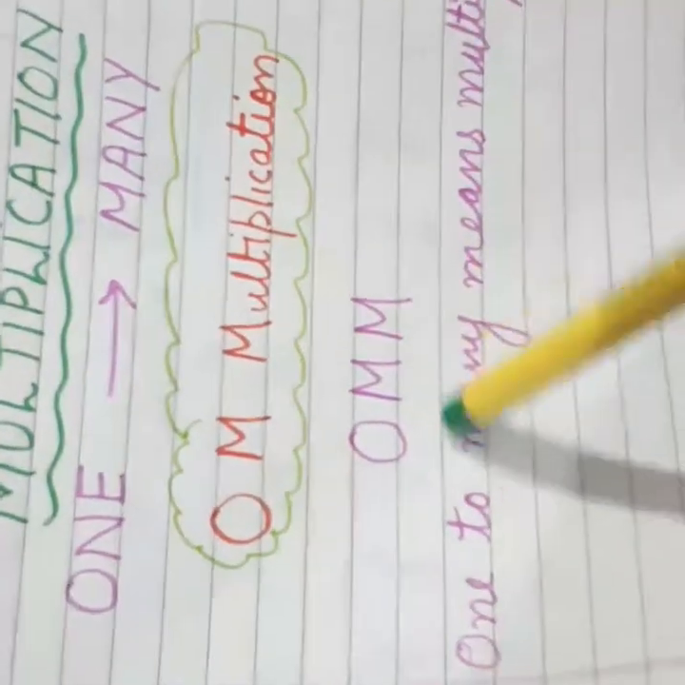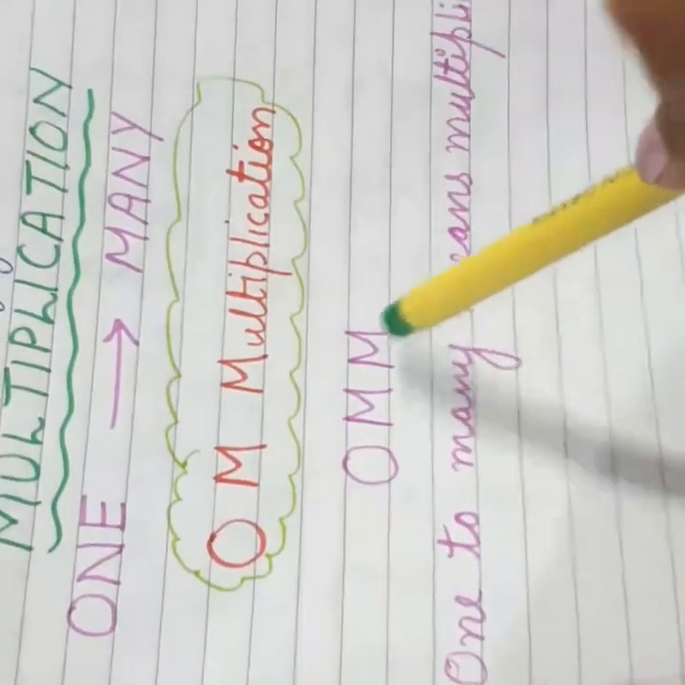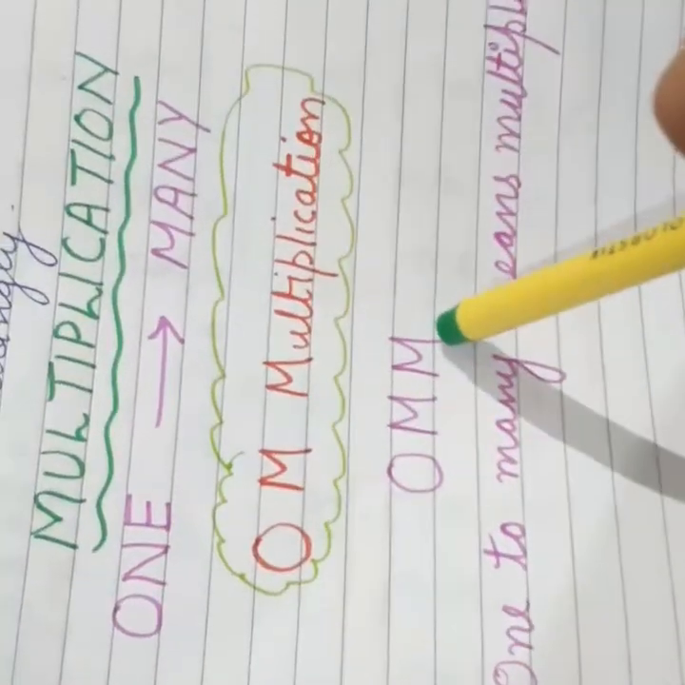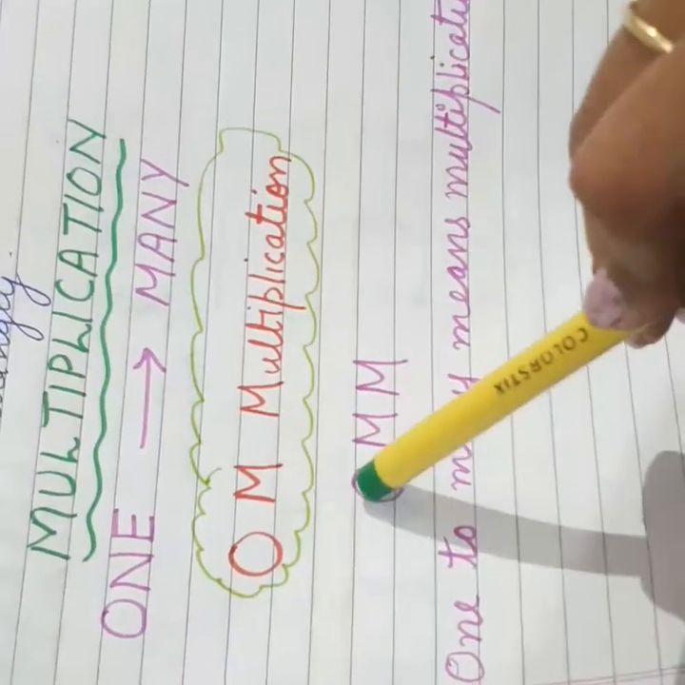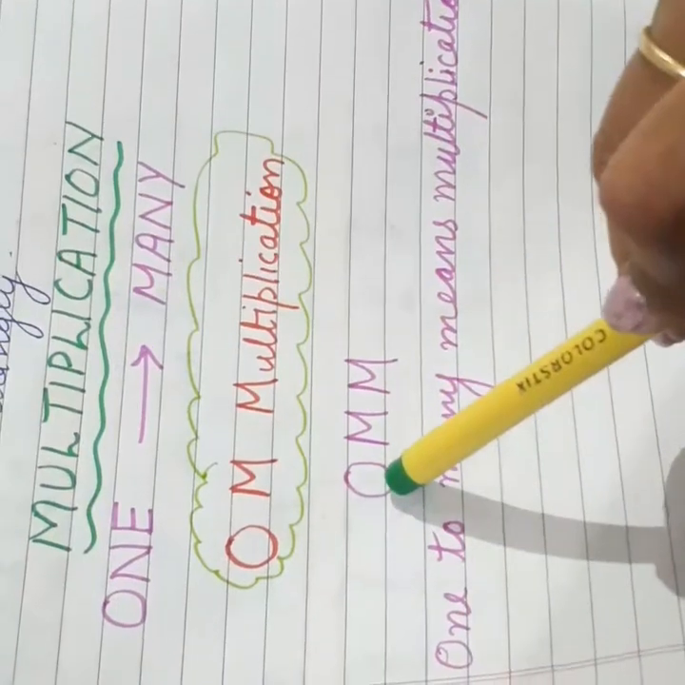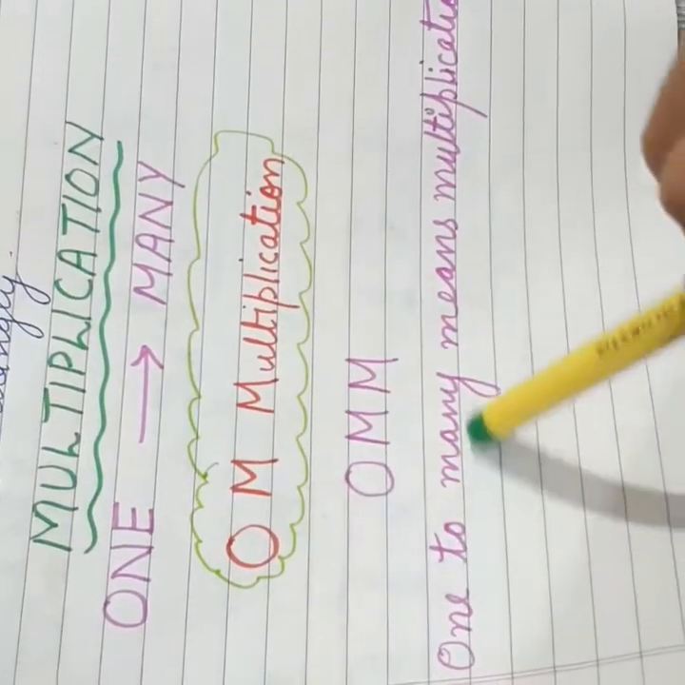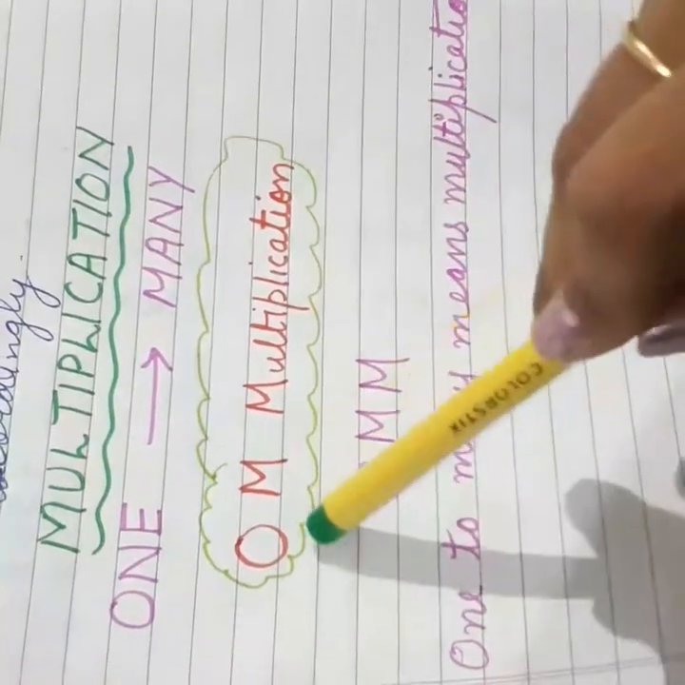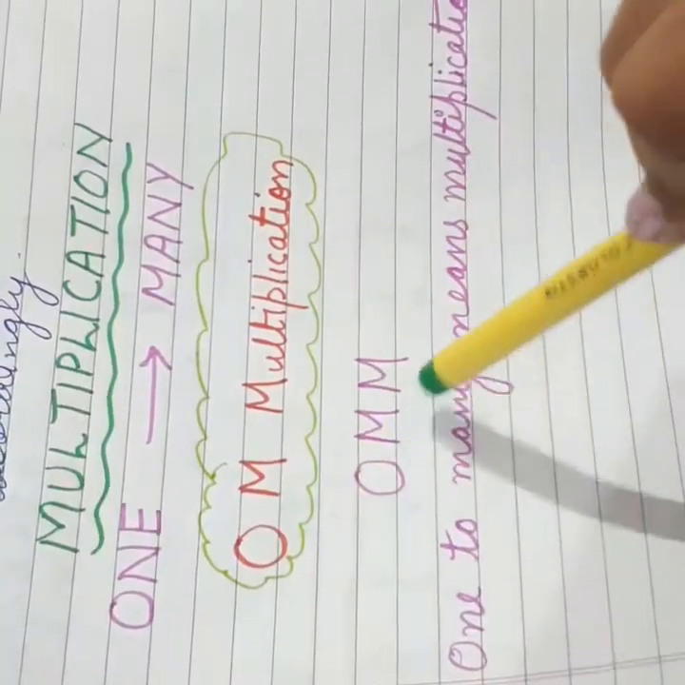So remember this word OMM. O means one, M means many, and M means multiplication. So one to many means multiplication.